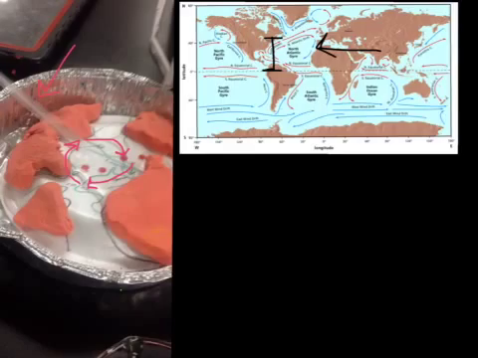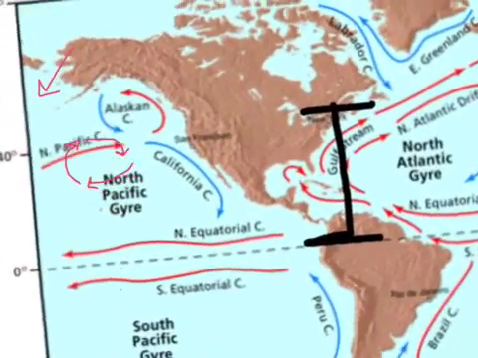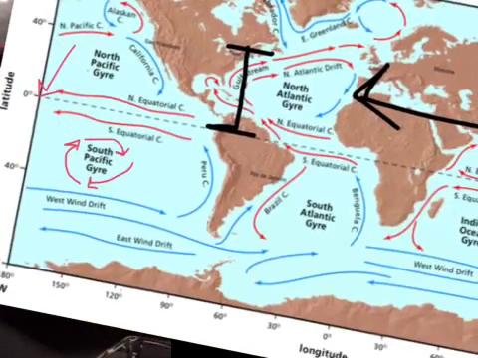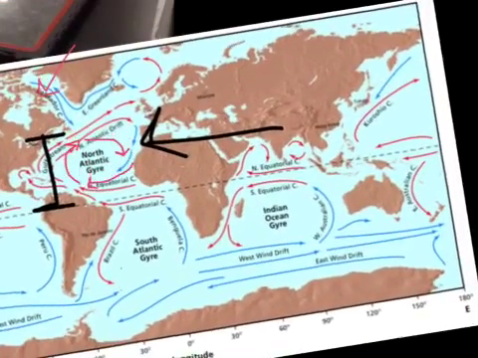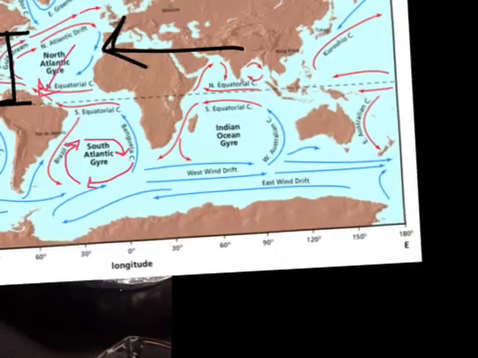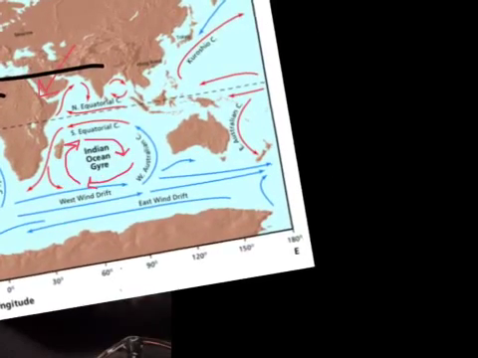There are 5 gyres in the world. There is a North Pacific Gyre, the South Pacific Gyre, the North Atlantic Gyre, the South Atlantic Gyre, and the Indian Ocean Gyre.